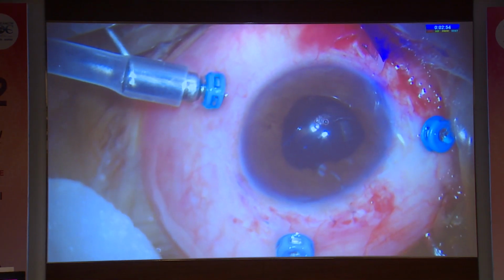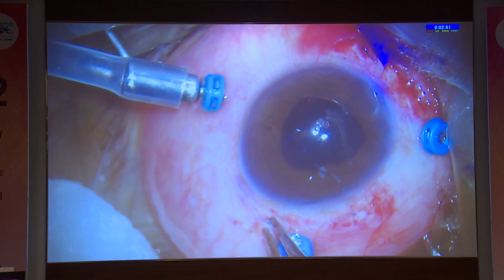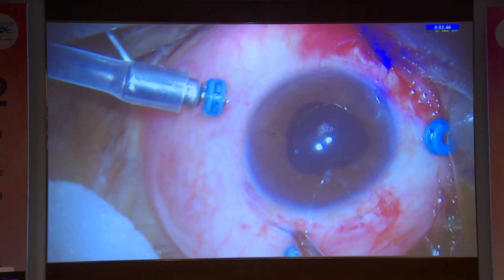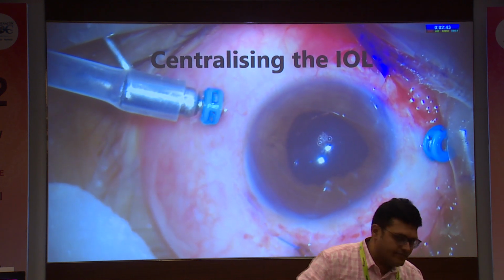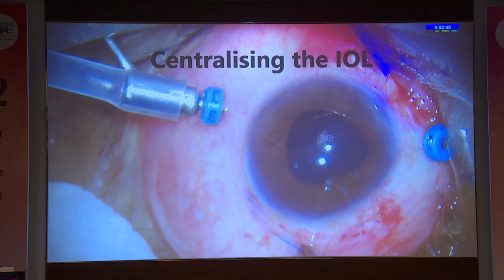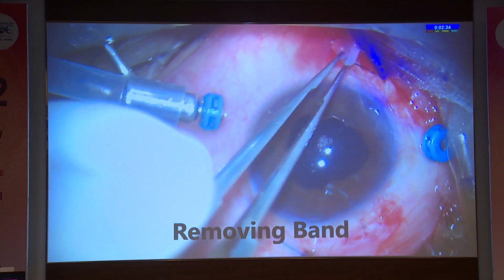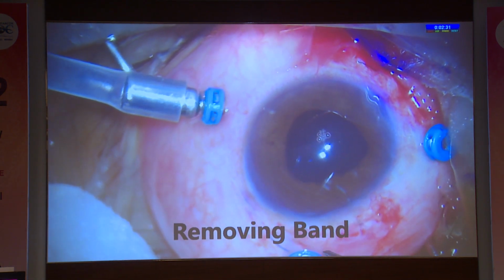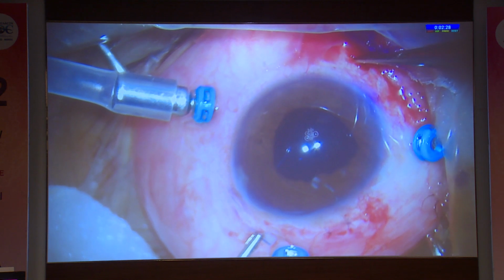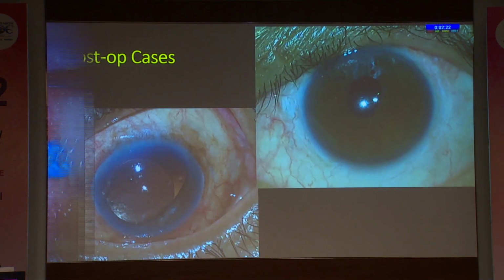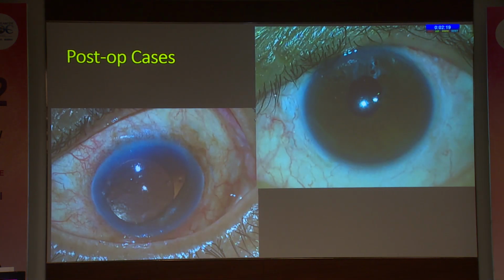Centralization of the IOL is done by pulling the haptics and by to-and-fro movements of the haptics. Once the centralization is done, the bands are removed. In the post-op cases, we can see a centralized optic in a traumatic mediatic case, and in this case we can see a centralized optic in an undilated pupil.